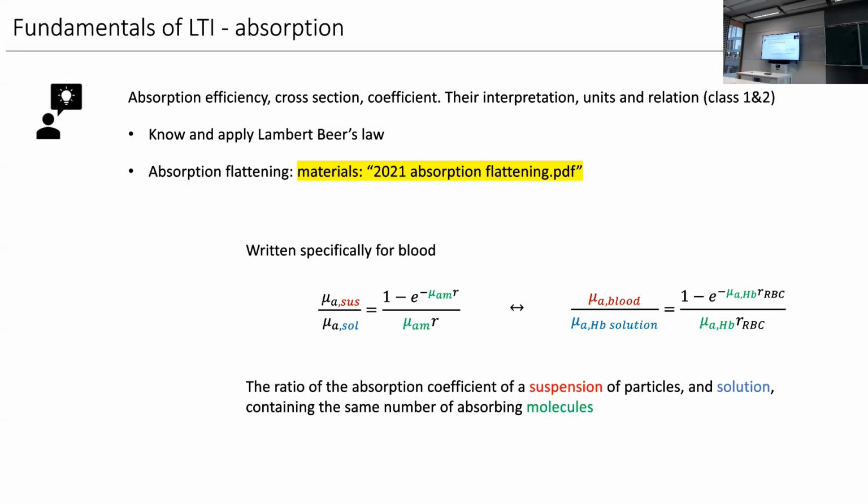Now, specifically for blood, the suspension would be red blood cells, which contain the hemoglobin molecules. If you lyse red blood cells, you get a hemoglobin solution. Measuring one single red blood cell, you measure the μa of hemoglobin, given by the green data.